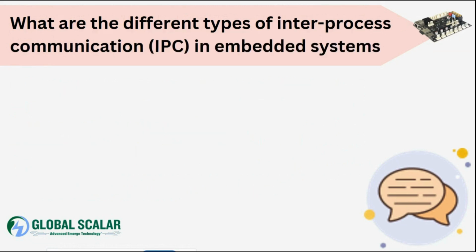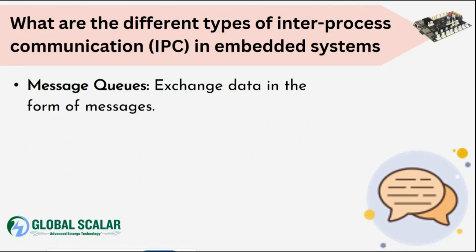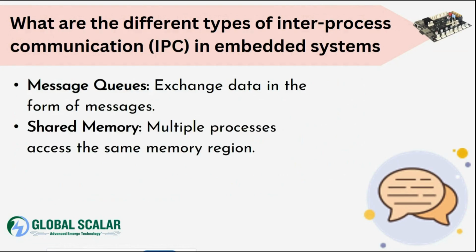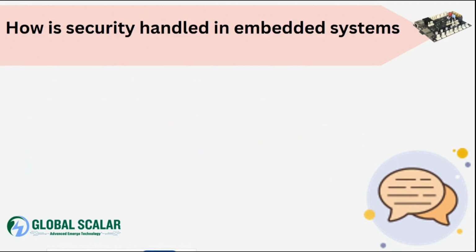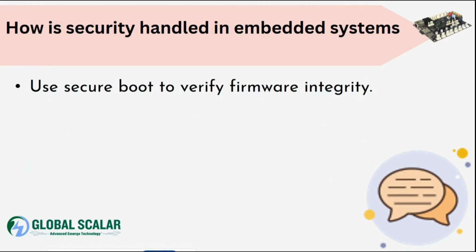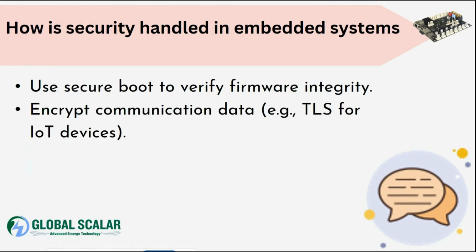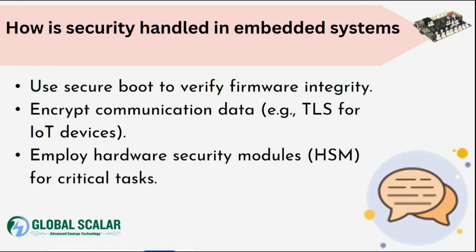What are the different types of inter-process communication in embedded systems? Message queue, where it exchanges data in the form of messages. Shared memory, where multiple processes access the same memory, and semaphores and mutexes synchronize the tasks and prevent resource conflicts. How is security handled in an embedded system? Use secure boot to verify the firmware integrity, encrypt the communication data, and employ hardware security modules.